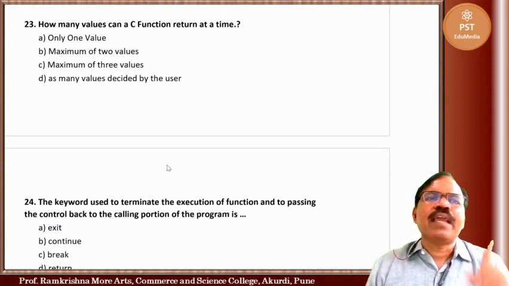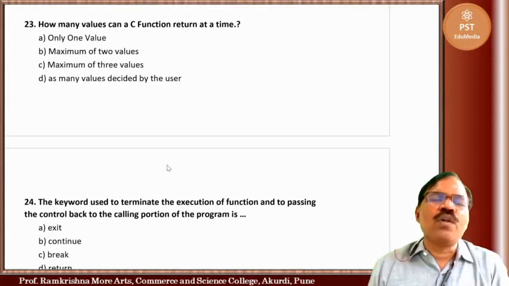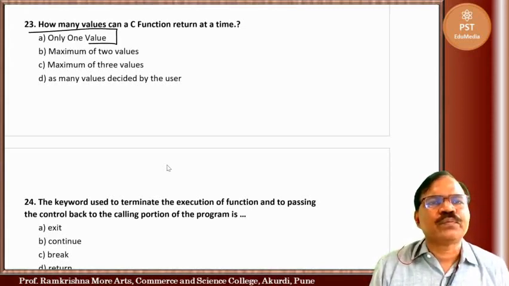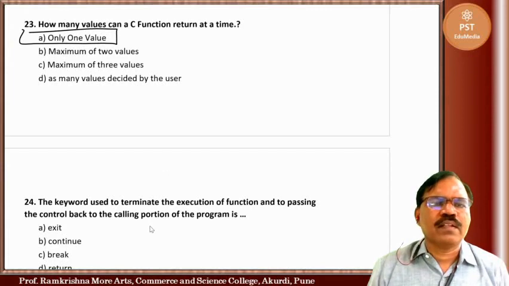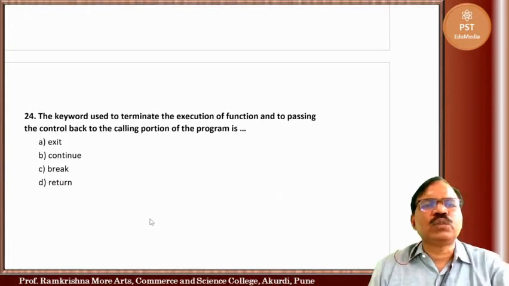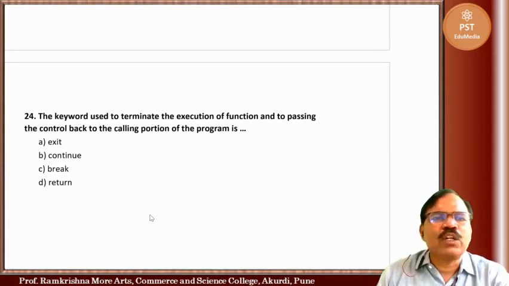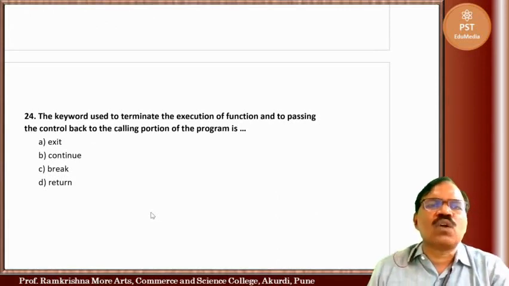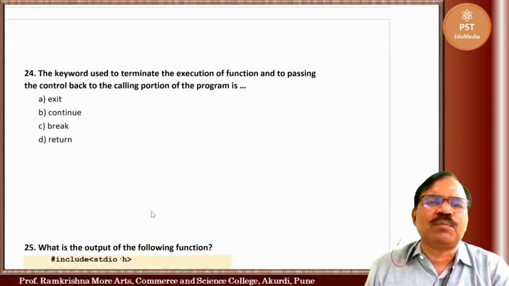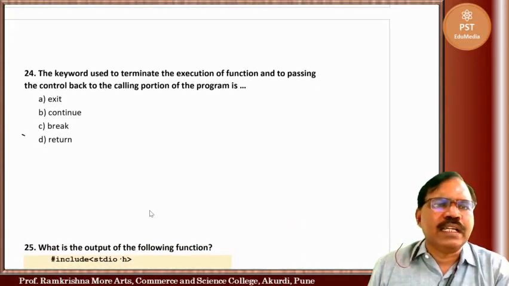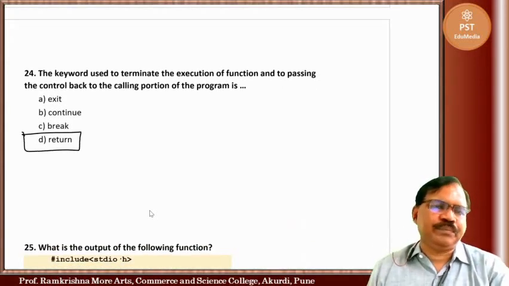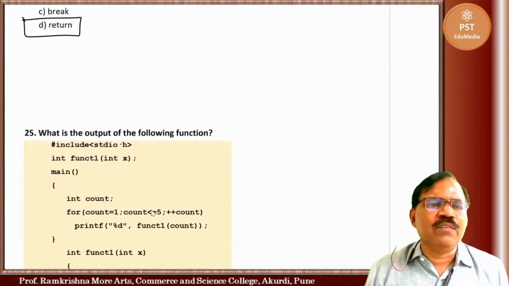Now, how many values can a C function return at a time? At a time, any C function will return only one value. The keyword used to terminate the execution of a function and to pass the control back to the calling portion of the program is the return keyword.